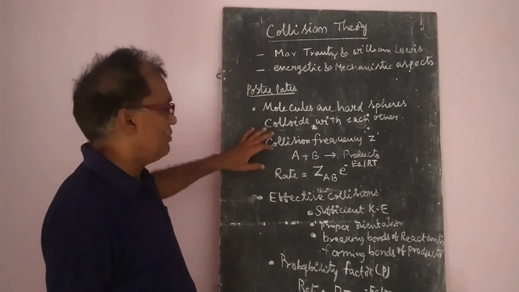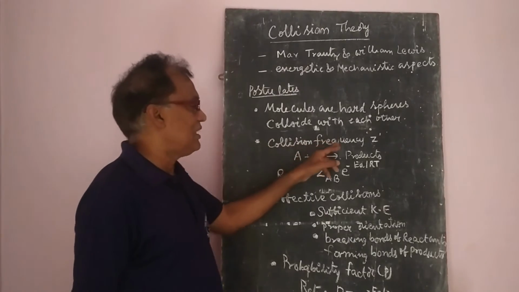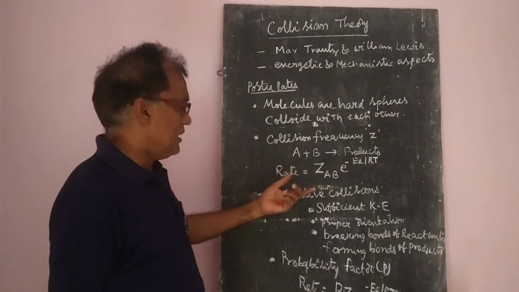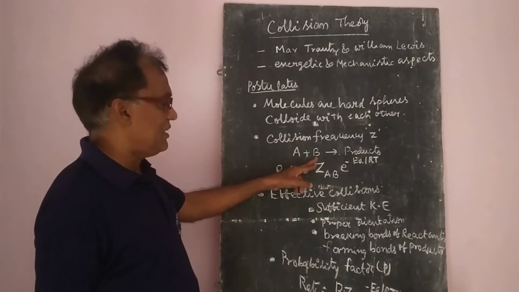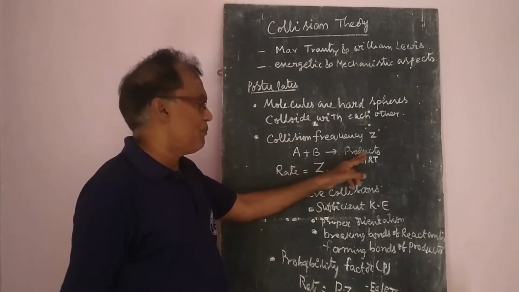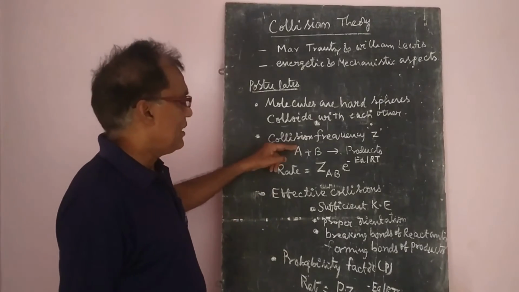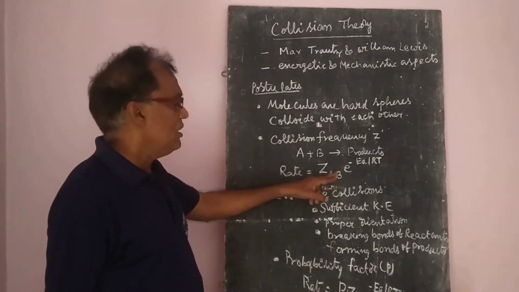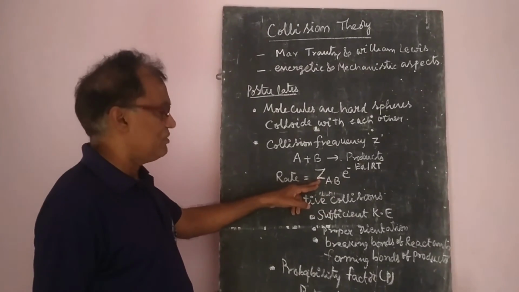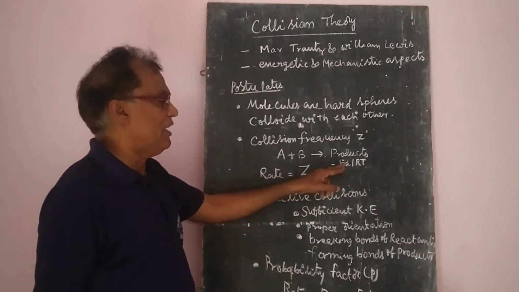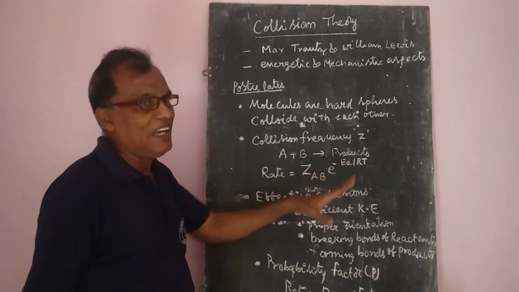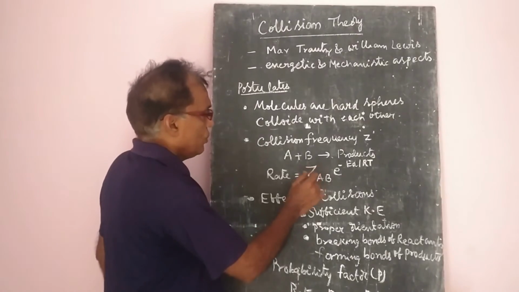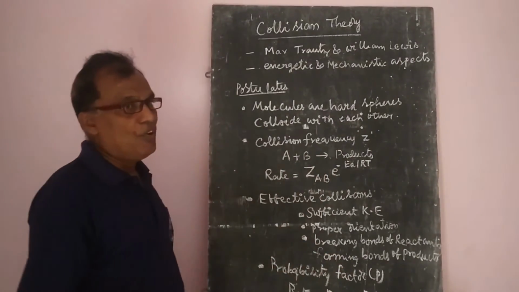While forming this, they introduced a factor, the collision frequency, denoted Z. For example, A plus B reactants react and give the products. Therefore, the rate of reaction mainly depends on Z of AB, that is the collision frequency of the reactants, and e to the power of minus Ea by RT, that is the activation energy factor. Whenever this factor is there, collision frequency, we already know that. How can we know it?